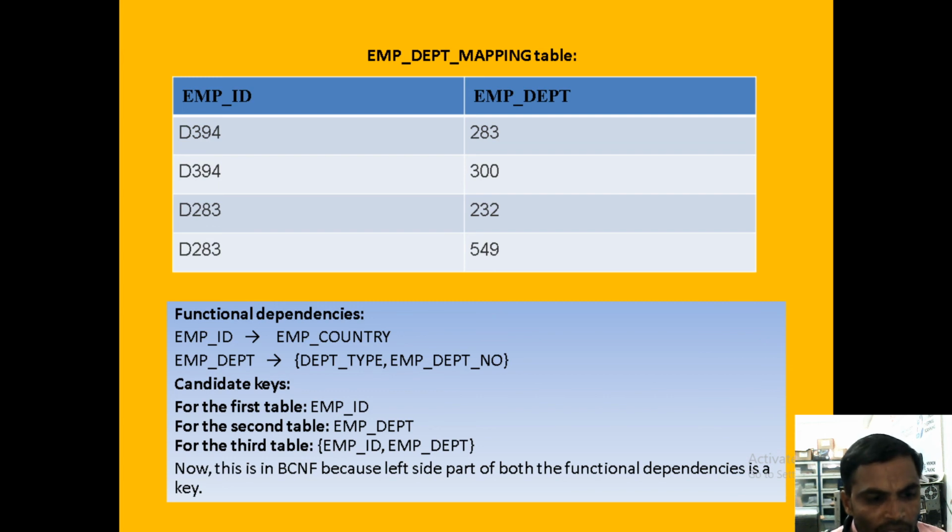Coming to the first table, the candidate key is employee ID. In the second table, the candidate key is employee department. In the third table, employee ID and employee department together are the candidate key. Now in this BCNF, the left side of both the functional dependencies is a key. Then only can we call it BCNF.